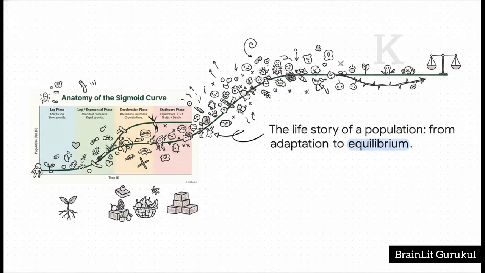First, you've got the lag phase, where it's just getting settled. Then, boom, it hits the log phase, growing like crazy while everything's perfect. But then, as resistance starts to kick in, it enters the deceleration phase and things start to slow down. And finally, it hits the stationary phase, just kind of hovering around that carrying capacity, K, where births and deaths are pretty much in balance.